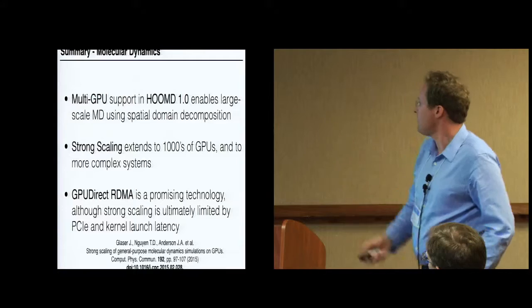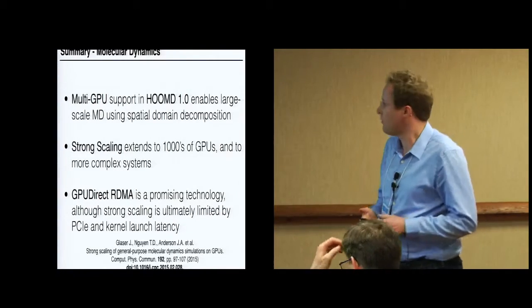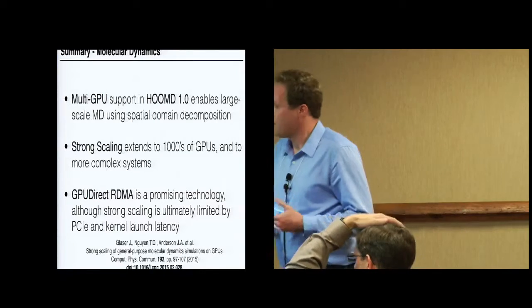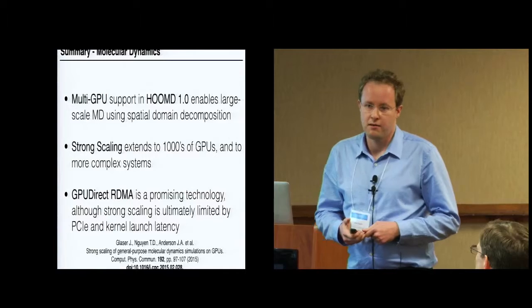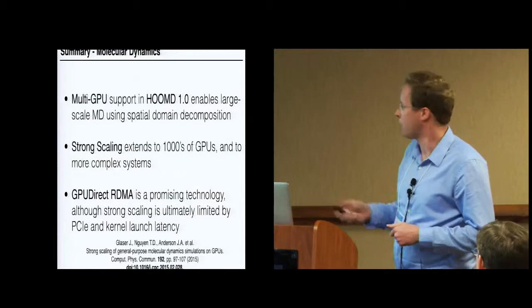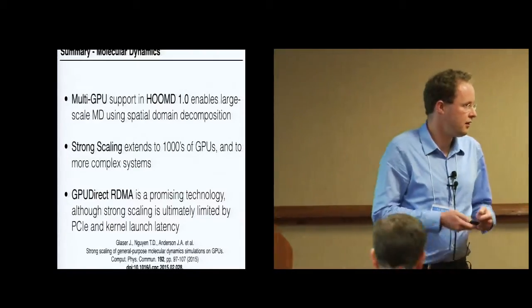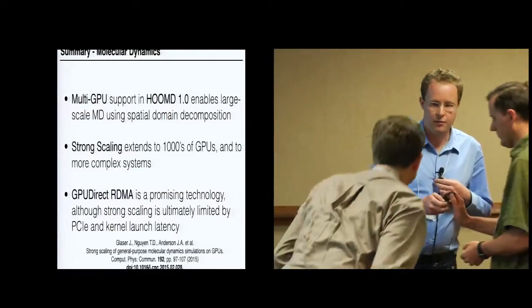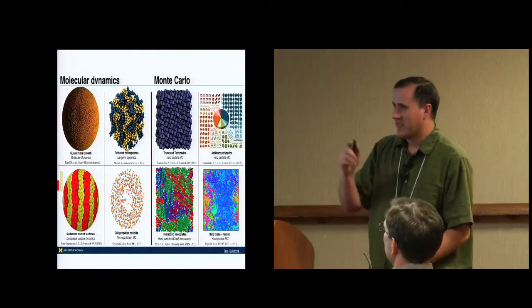Okay, so to summarize my part, the multi-GPU support in HOOMD enables you to do large simulations and strong scaling on thousands of GPUs. And also GPUDirect RDMA is maybe a step in the right direction, but not quite sufficient yet to reduce latency. And with this, Josh will tell us more about Monte Carlo on multiple GPUs. Okay, thank you. So I'm Joshua Anderson. Yeah, that was Jens Glaser.